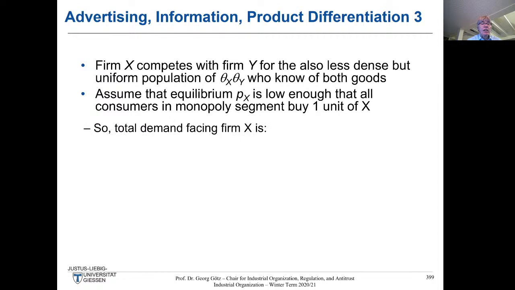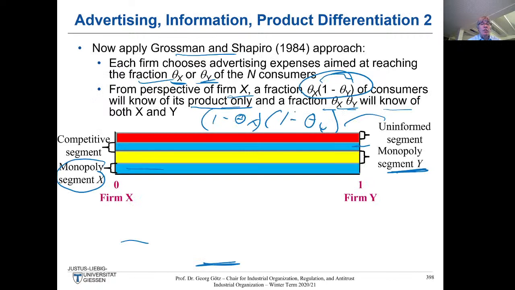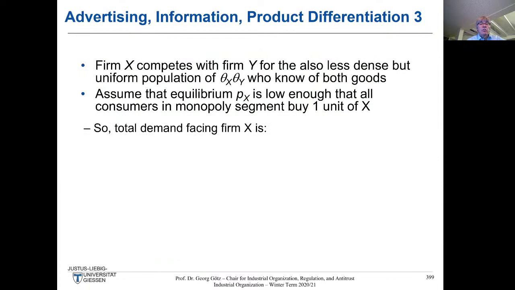And now assume that the equilibrium price PX is low enough that all consumers in the monopoly segment buy one unit of X. What does this mean? Here's this guy located at one who does not know about the existence of shop Y, but who knows about the existence of shop X, and we assume that the transport costs, inclusive of the price, for this guy located at one are lower than his or her reservation price. That's a standard assumption in order to make the problem interesting. And we can always generate that by assuming that the reservation price V is sufficiently high.